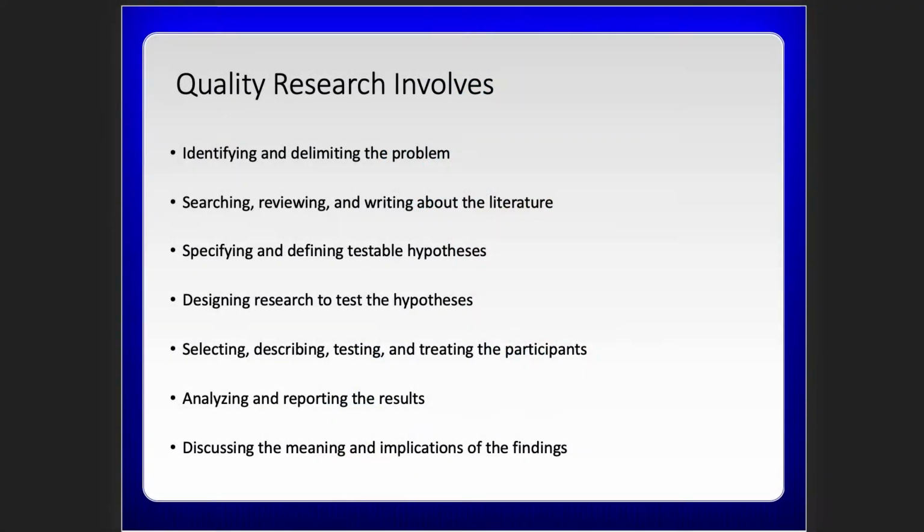Specifying and defining testable hypotheses. So what do you think is going to happen? And how are you going to test for it? What subjects are you going to have? When are you going to test people? What data ultimately are you going to collect? Is it heart rate? Is it blood pressure? Are you going to do blood draws for whatever parameters you're looking at? Is it psychological tests? Is it certain types of questions in a survey study?